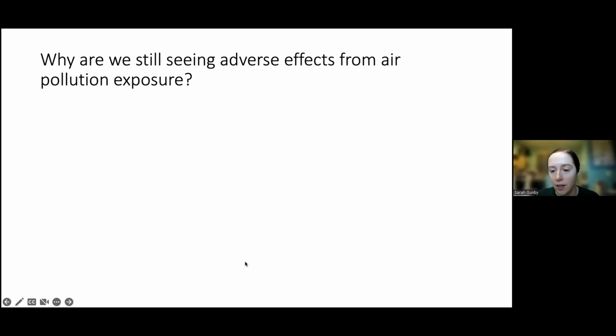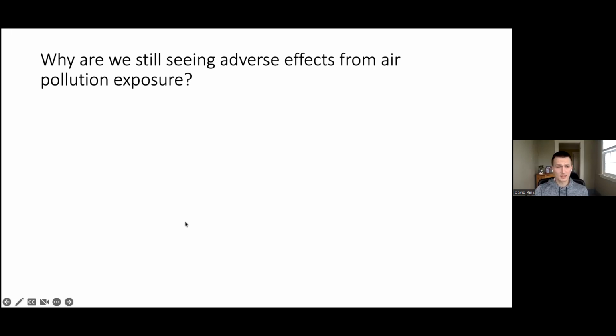People throwing in lag effect, cumulative exposure over lifetime as suggestions. Great, I like those. Yeah, certainly cumulative. This is not necessarily always an acute issue.